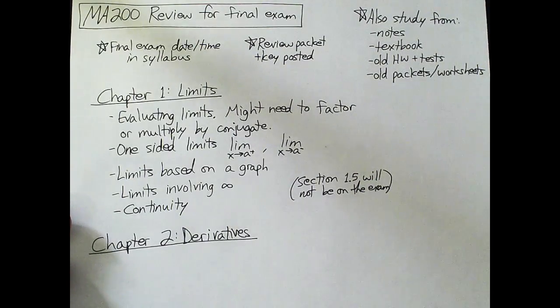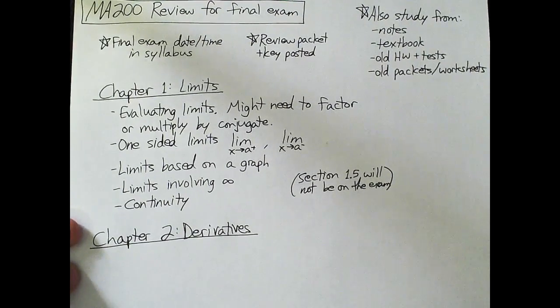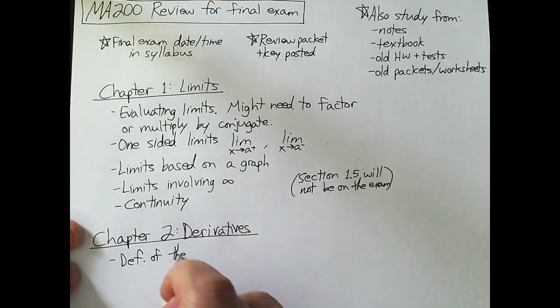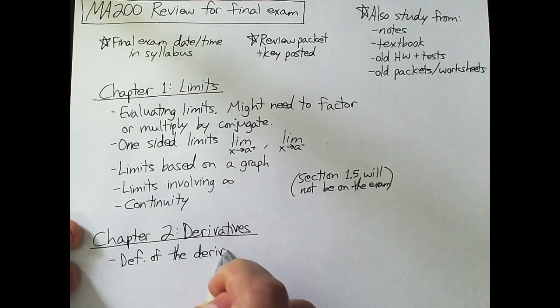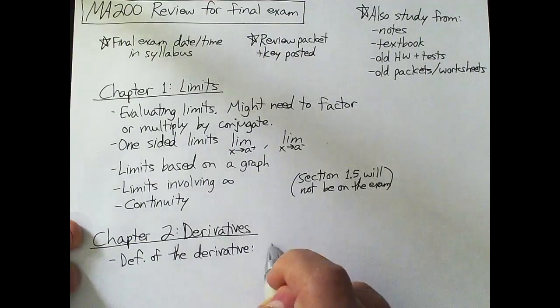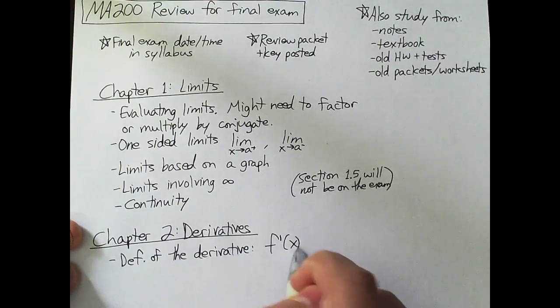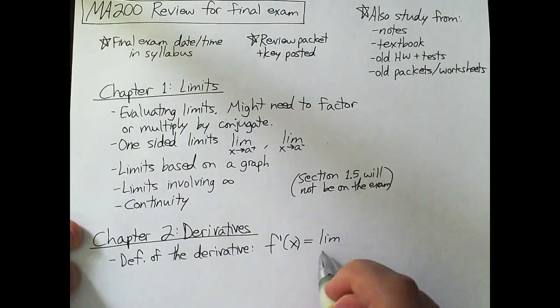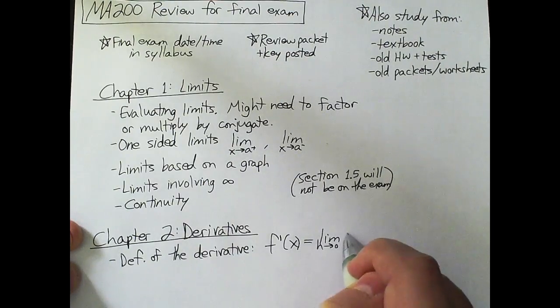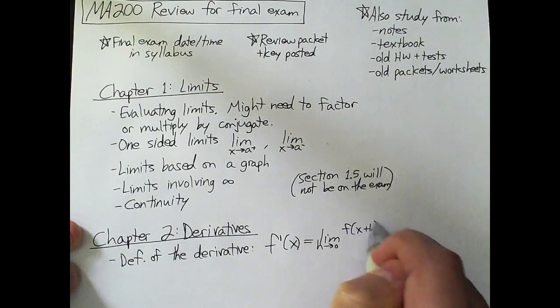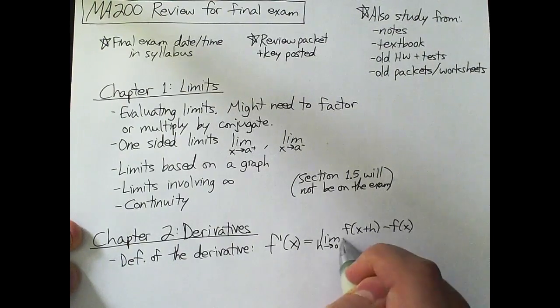The definition of the derivative is the limit of the difference quotient. Here, I'll talk about that first, I guess. Definition of the derivative: limit as h goes to 0, f of x plus h minus f of x, all of that over h.